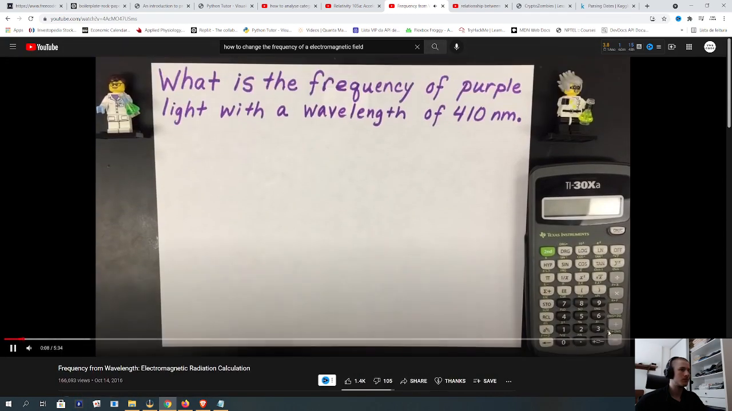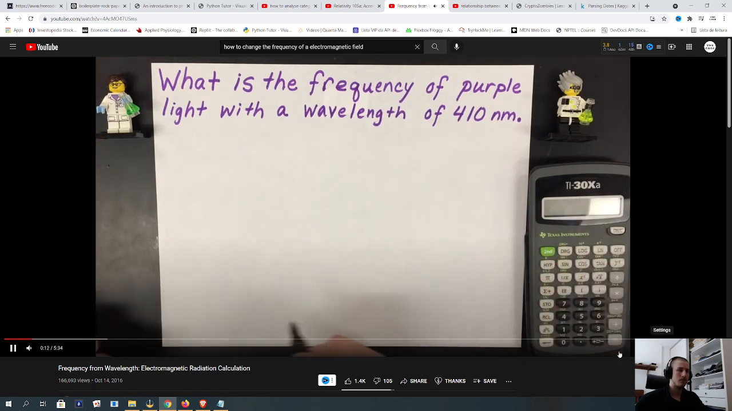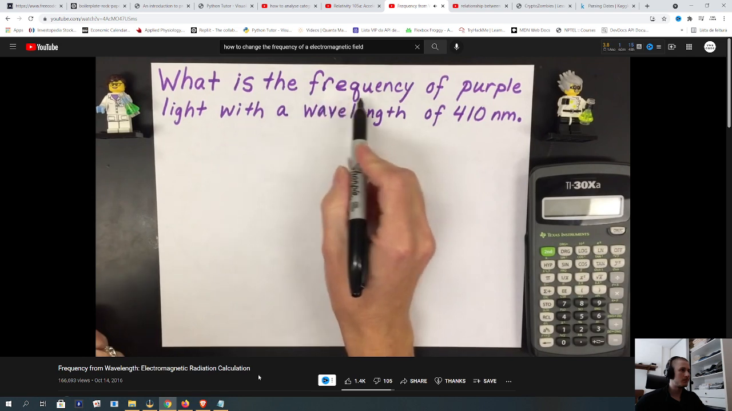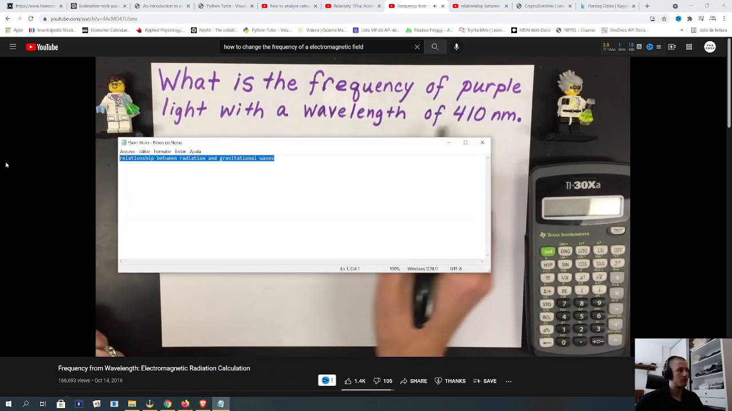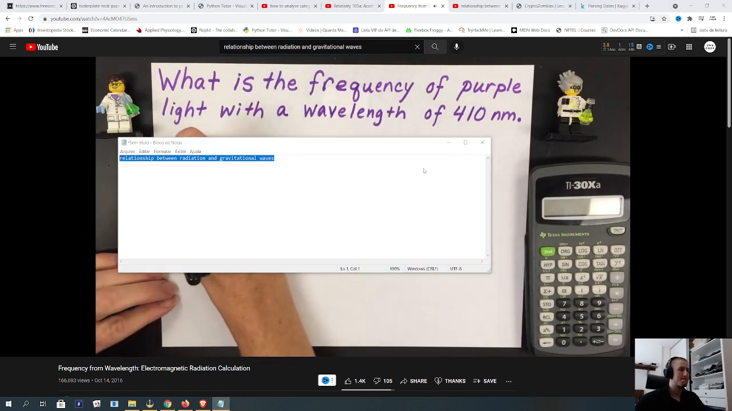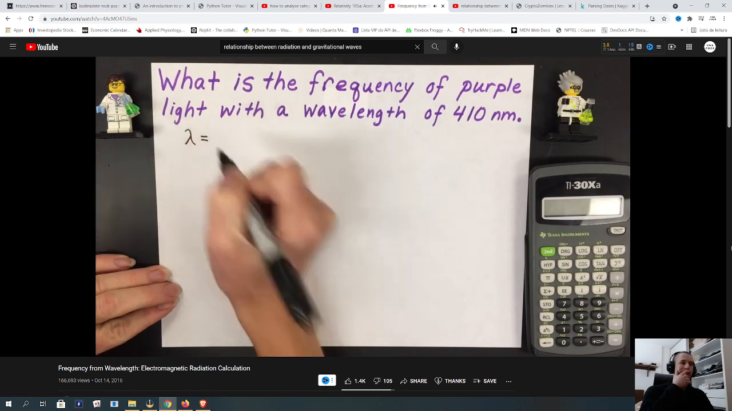So today we're going to do an electromagnetic calculation problem. We've got Sally Ann and Doc Brown here to help us out if we have any troubles. Here we go. So we're going to try to find the frequency of purple light with a wavelength of 410 nanometers. So the first thing you're going to need to do is write down your variables and your constants to figure out what you're trying to solve for.